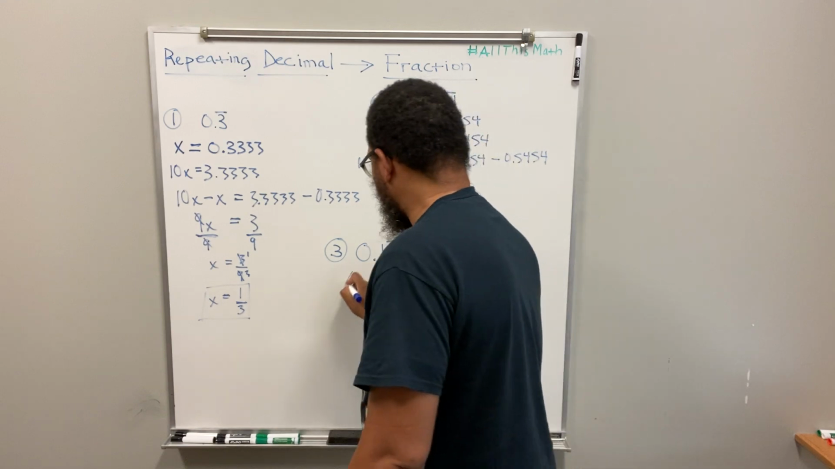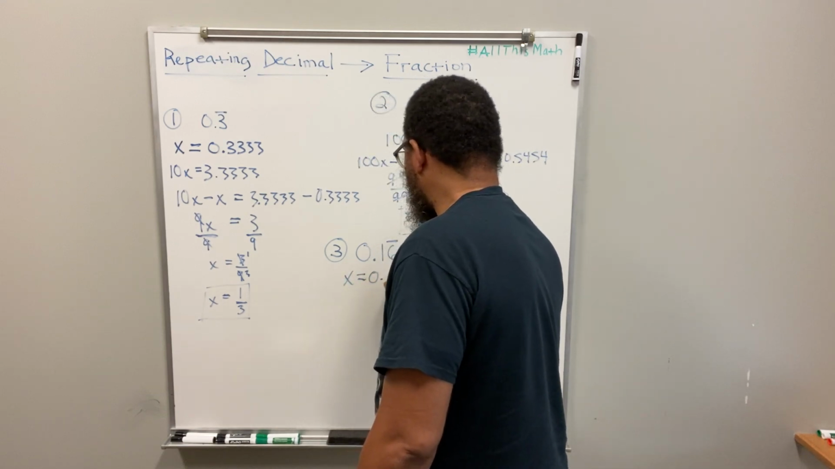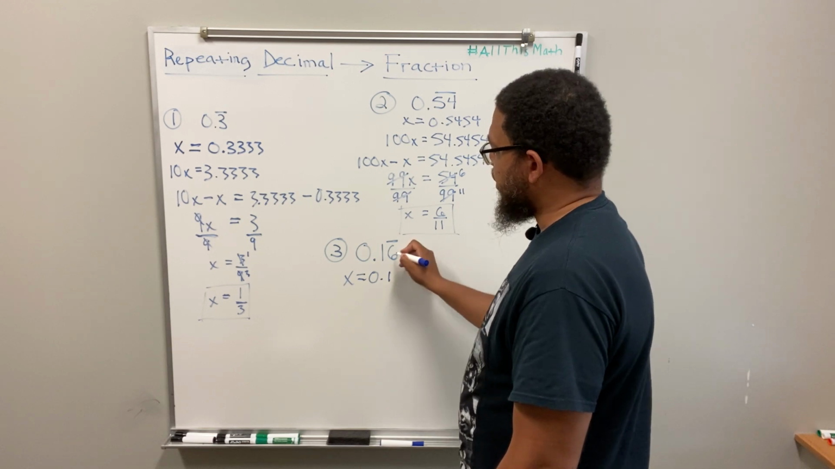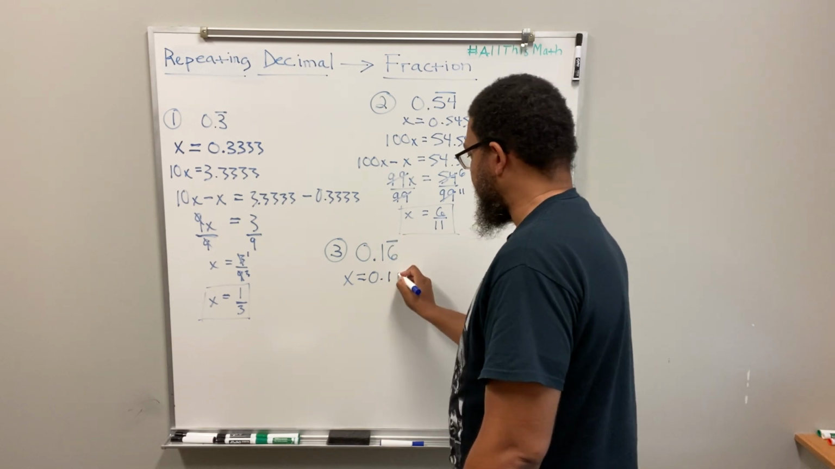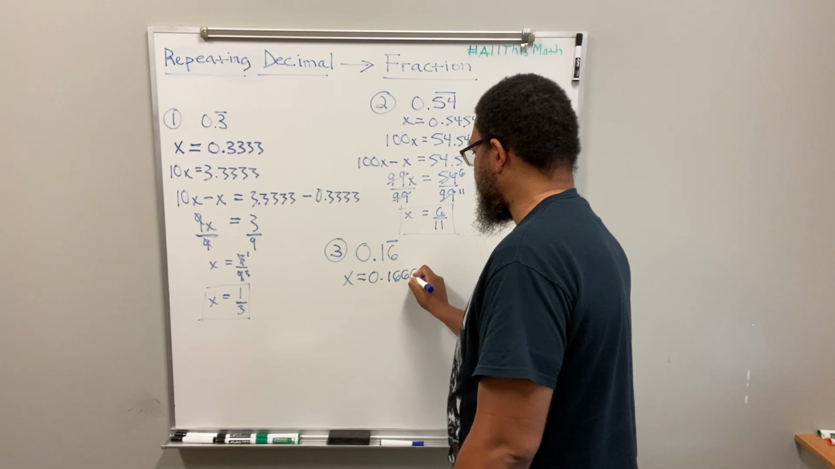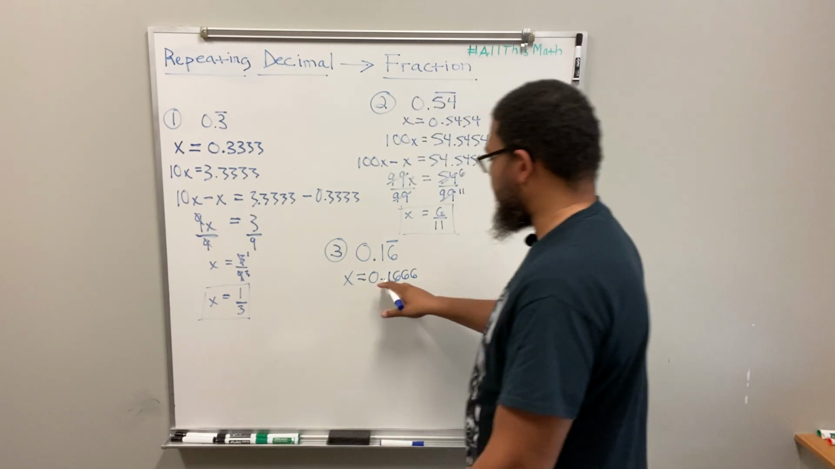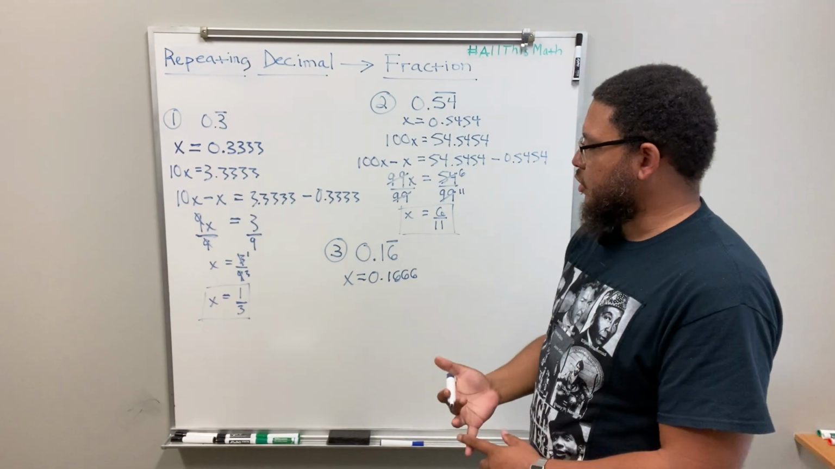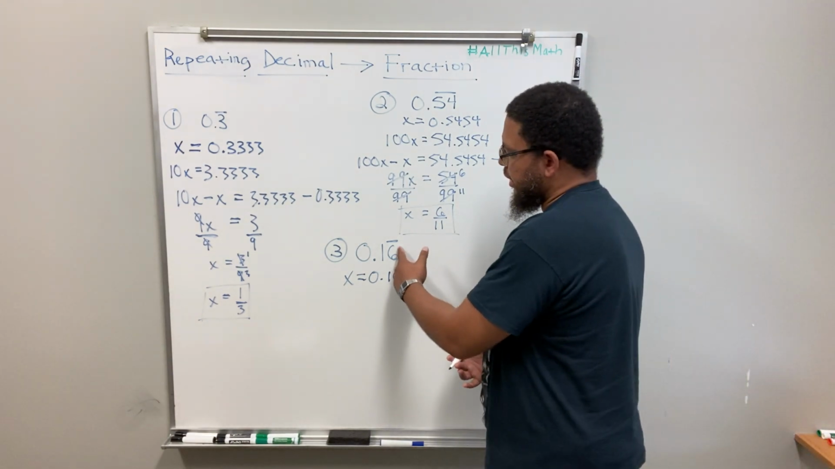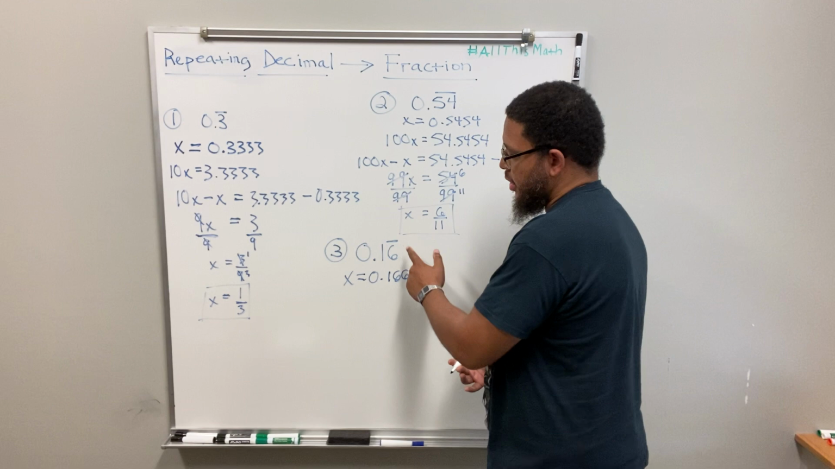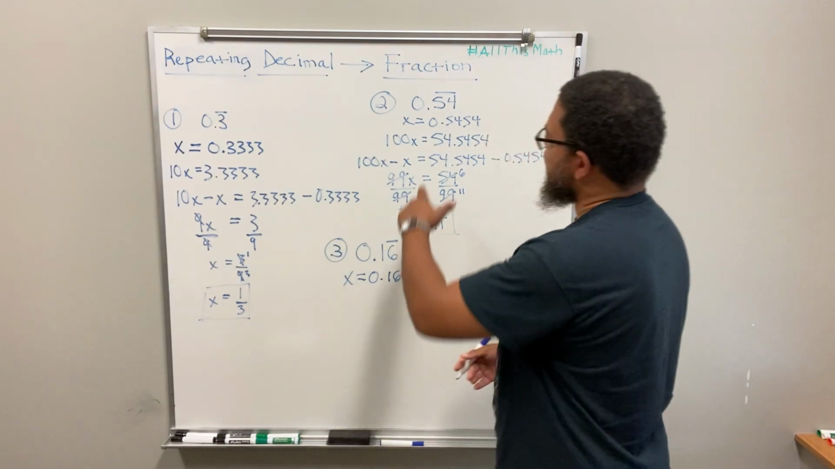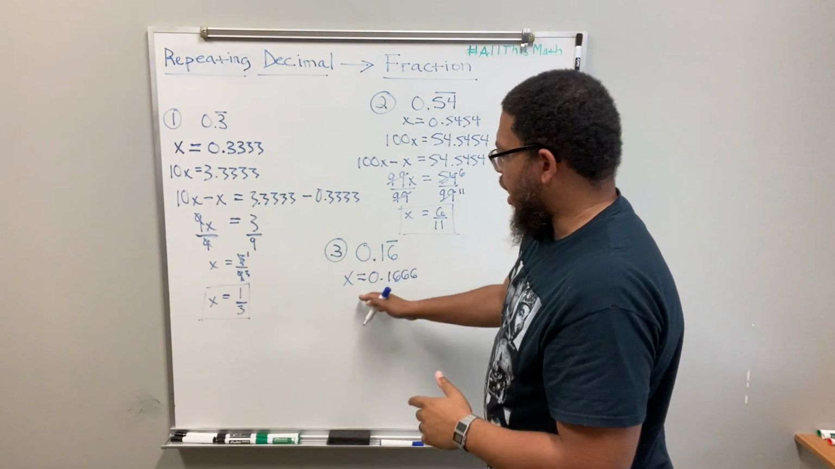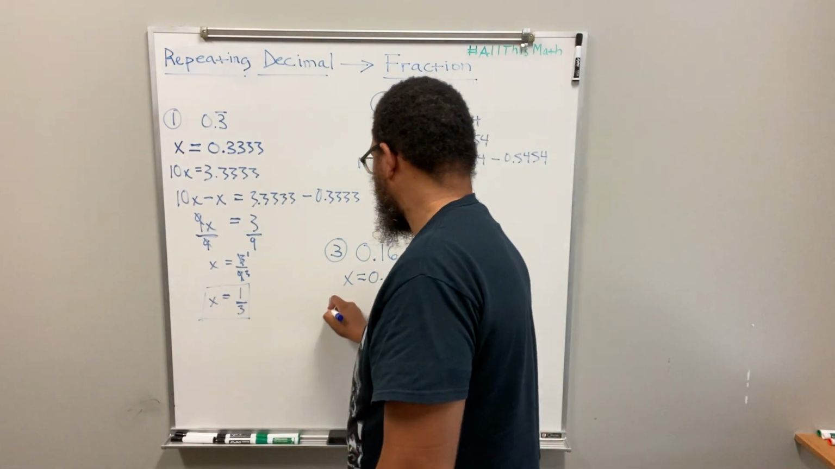X is going to be 0.1, and then the 6 repeats. The 1 does not repeat. The 6 repeats. You can see where the bar is, right? So I got 6, 6, 6, right? I'm going to do 0.16666, right? Now, I'm not going to multiply by 10x because the 6 is in the hundredths place, right? The 6 is in the hundredths place. So just like here, the repeating decimal goes to the hundredths place. I'm going to find 100x.